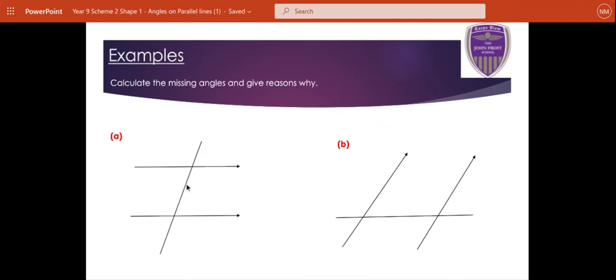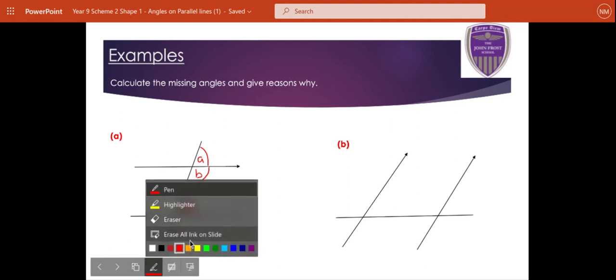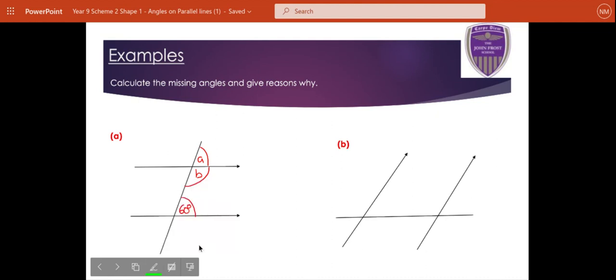So on this first one, the information I'm going to give you on this question is this: I'm going to call this angle B. This top one here I'm going to call angle A, and I'm going to tell you that this angle is 60 degrees. So add that to your diagram, it would help. And then I'll do the workings out in a different color so it's clear.